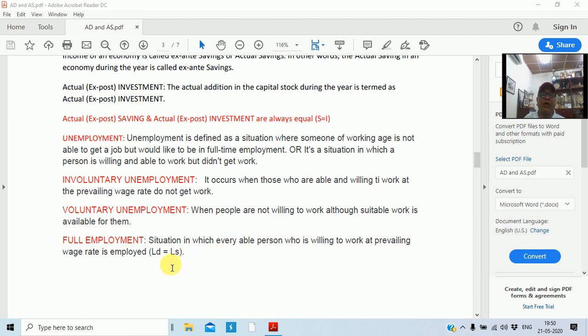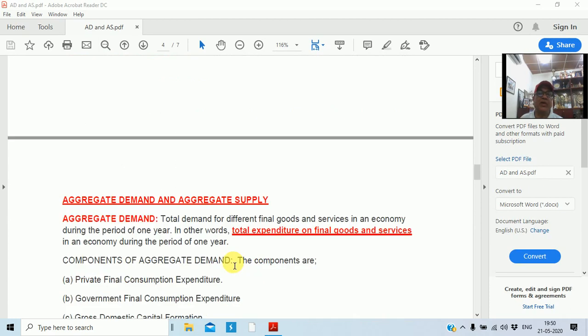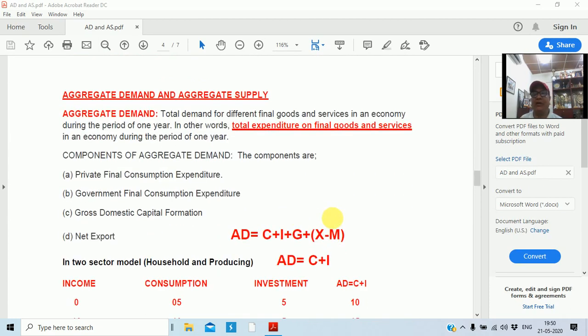In full employment, total labor demand is equal to labor supply. Labor supply means all those who are willing to work, right? Labor demand means they are demanded, right? All are occupied. So if all those who are willing to work are employed, that is called full employment. Now I am going to the main part.